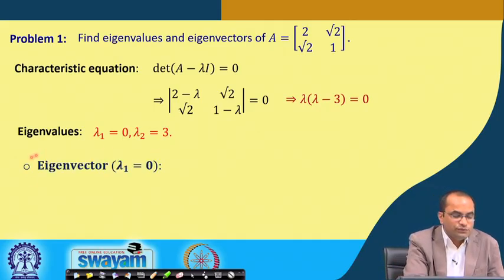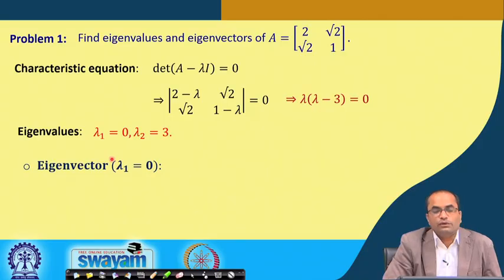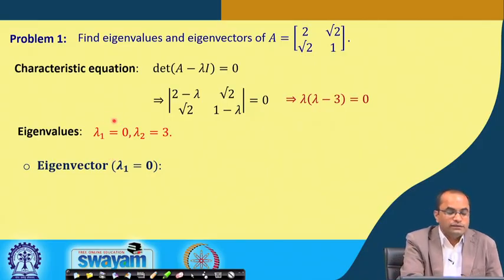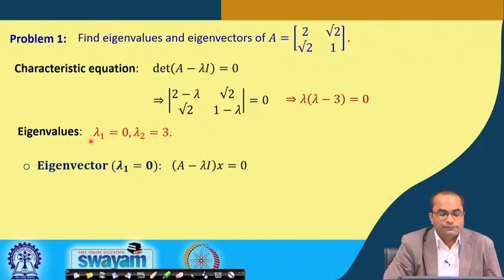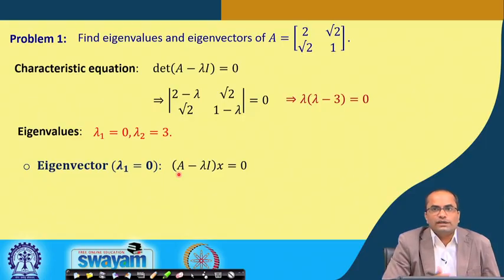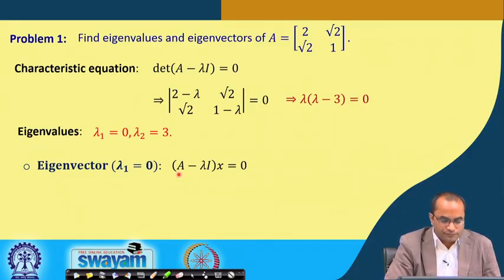So, now we will compute the eigenvector corresponding to lambda 1, the first eigenvalue, that is 0 here. We have to solve the system of linear equations A minus lambda I times x is equal to 0. So, the lambda is 0, so this is simply A. We are solving basically A x is equal to 0, or we are trying to get the null space of A, and any basis of the null space will be the eigenvector.